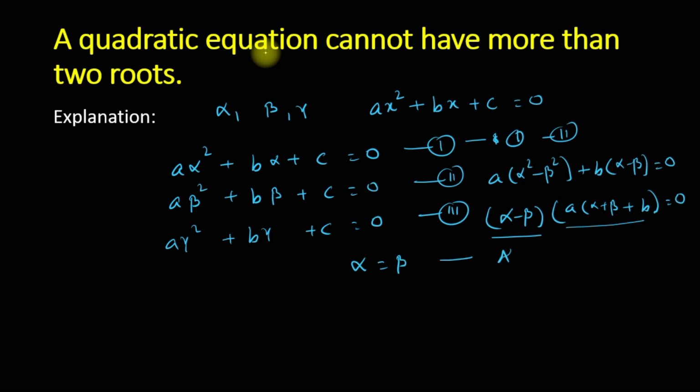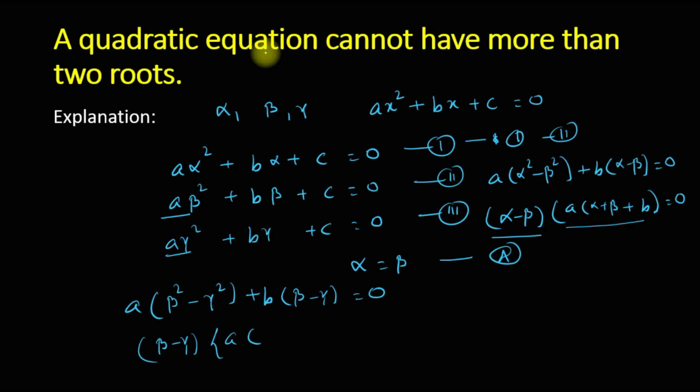Suppose this is a. Now if we subtract 2 minus 1, we have a into beta square minus gamma square. Here we take a common from the first two terms, plus b into beta minus gamma, and c minus c is equal to 0. Again beta minus gamma is taken as common, so we have a into beta plus gamma, using the formula a square minus b square equals a plus b into a minus b, plus b. Now see here, this is equal to 0.